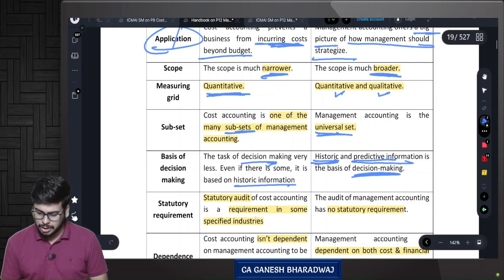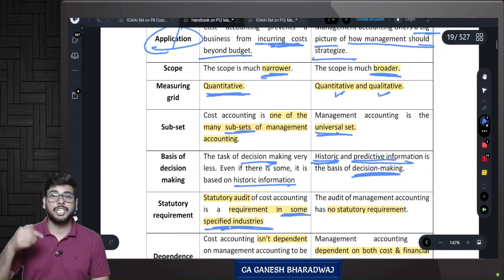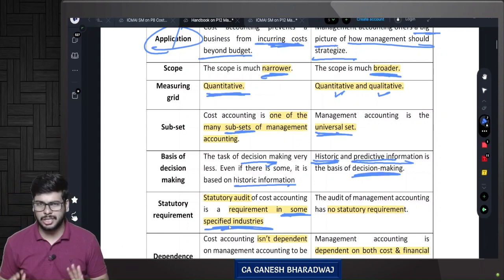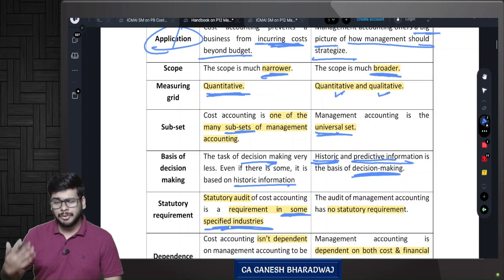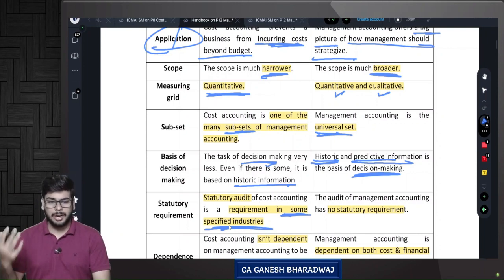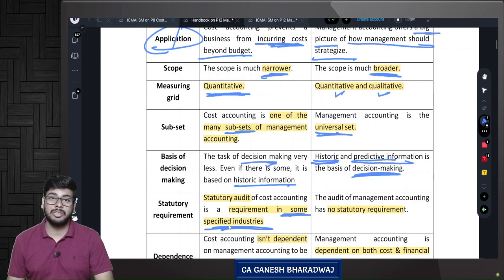Statutory audit of cost accounting is a requirement in some specified industries. I told you, section 148 of the Companies Act. That section is not required for our subject purpose, but you can know it for the purpose of understanding. So broader understanding, yes. There is a section called section 148, cost audit.